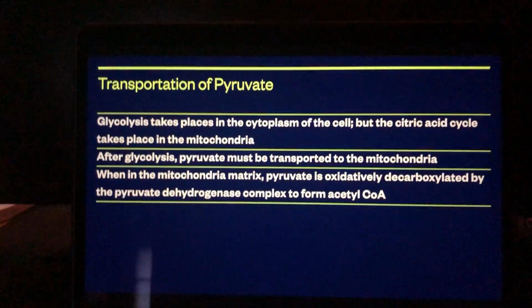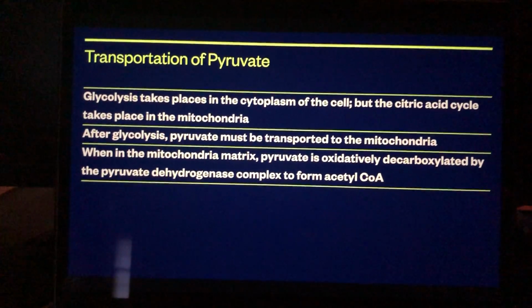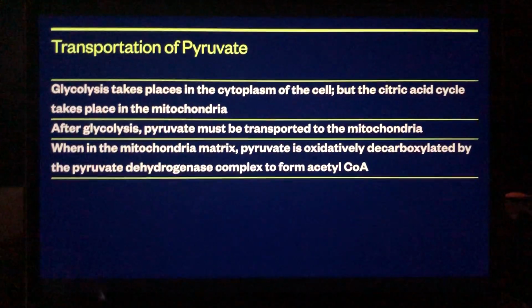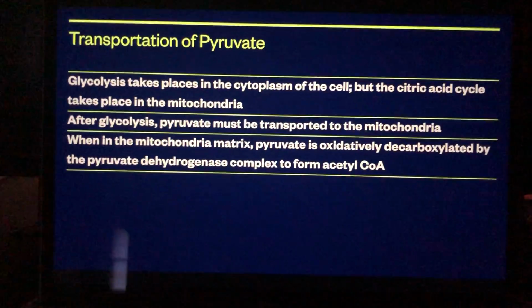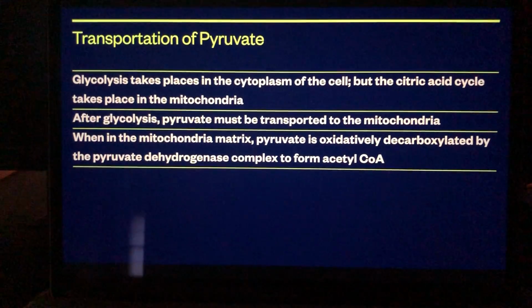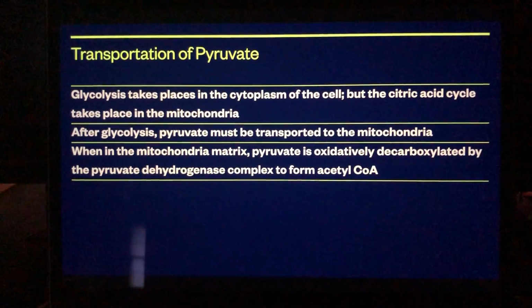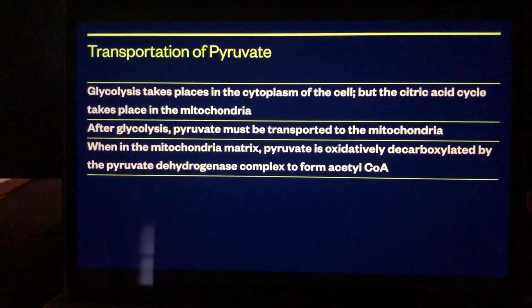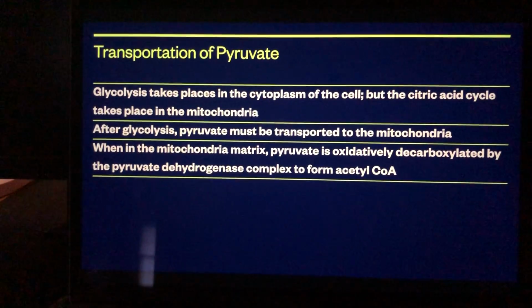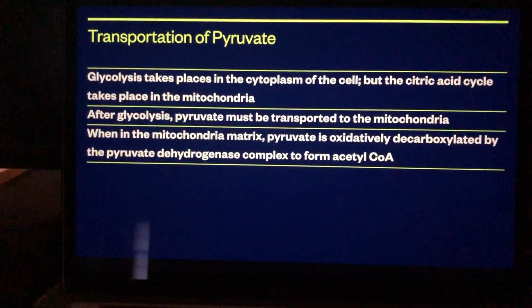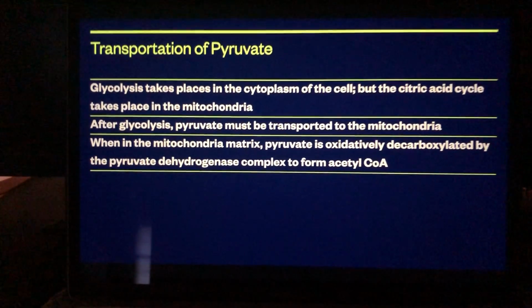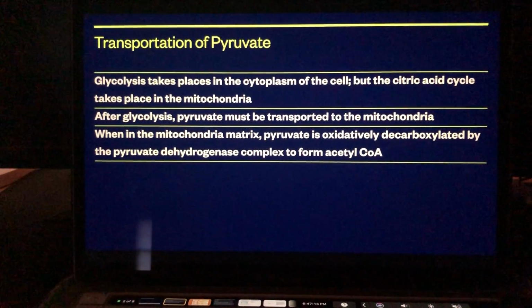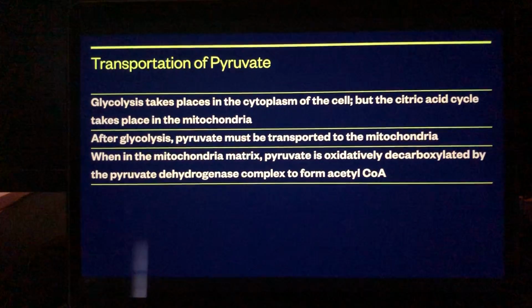So the first step in this process or cycle is the transportation of the pyruvate after glycolysis, which takes place in the cytoplasm of the cell. That pyruvate needs to be transported because the citric acid cycle takes place in the mitochondria. So after glycolysis, the pyruvate must be transported to the mitochondria, and once in that mitochondrial matrix, the pyruvate is oxidatively decarboxylated by the pyruvate dehydrogenase complex to form acetyl CoA.